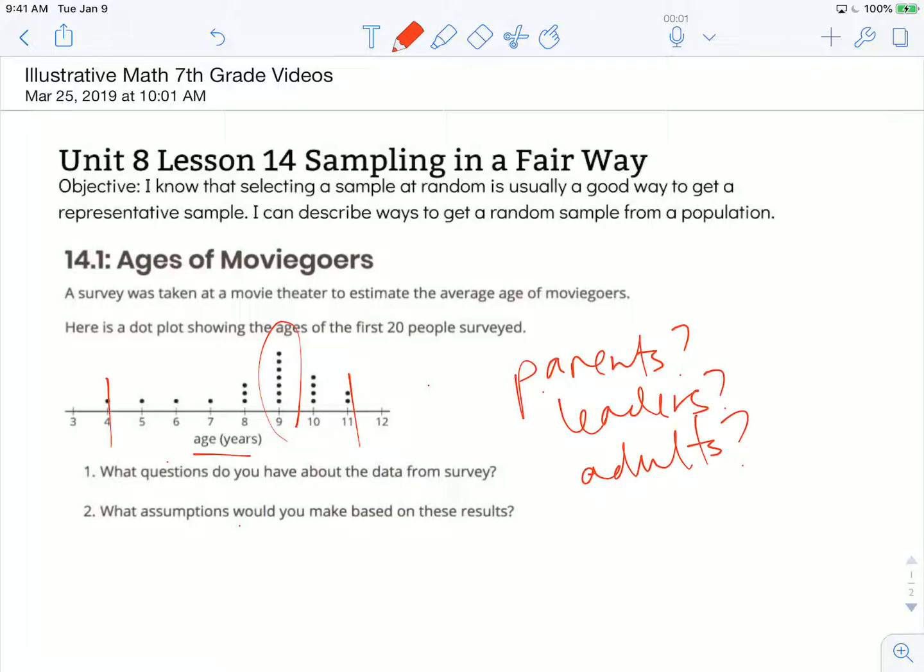Question 2 says, what assumptions would you make based on these results? I would assume that this is a group of children that's not being very well supervised. My assumption is that the adults that are there are probably caught up talking to each other, or they're on their cell phones or something. I'm also assuming that since there are so many young people, maybe this is a special event.